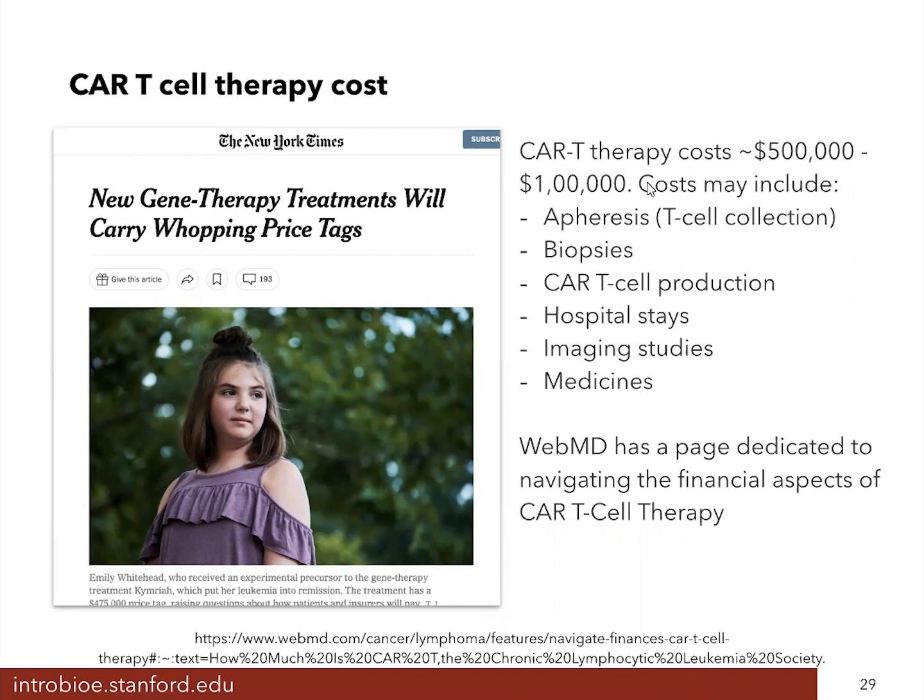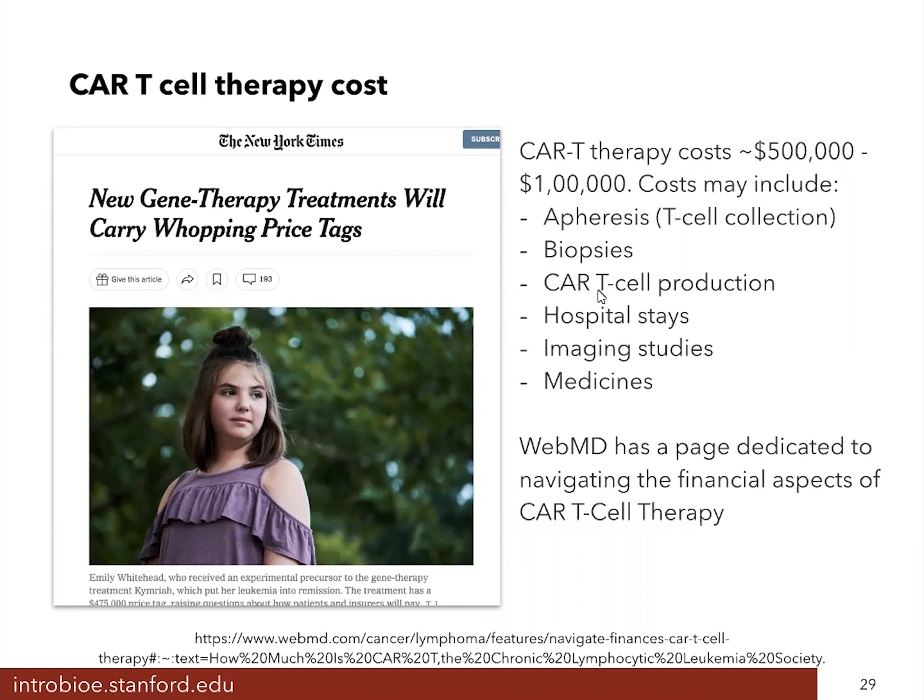It's expensive because of the types of manipulations and treatment involved. So for each patient, you need to collect T cells, you need to run biopsies to see how their cancers are progressing. You need to actually engineer those T cells so that they have antigen receptors being expressed from them. You need to reintroduce these CAR T cells into the patient, and they are monitored after this infusion quite a while, and so they stay in the hospital for a while. They get imaging studies and medicines done all the time in order to ensure that this CAR T therapy is going well.